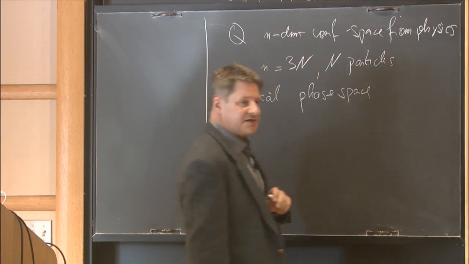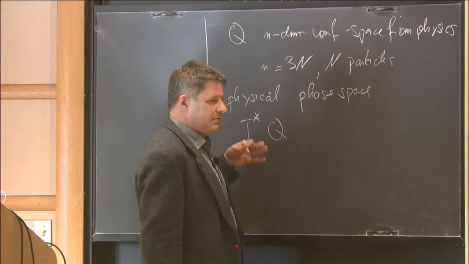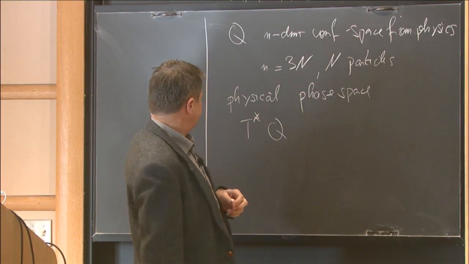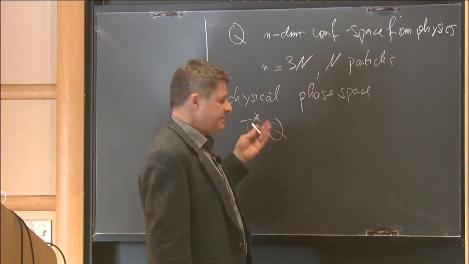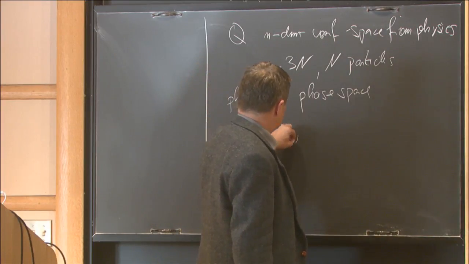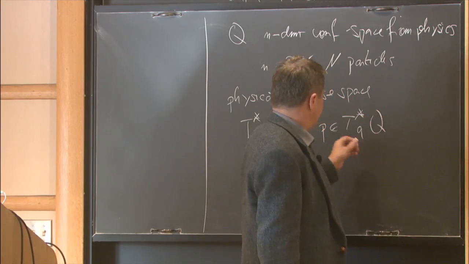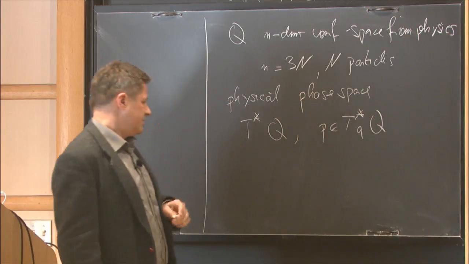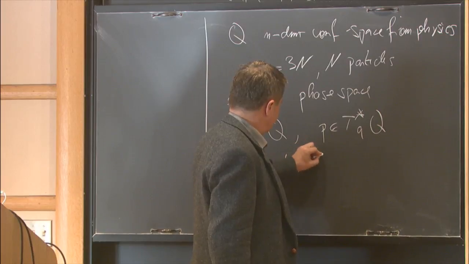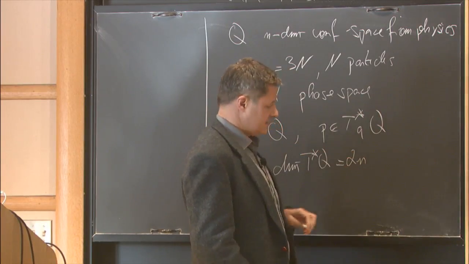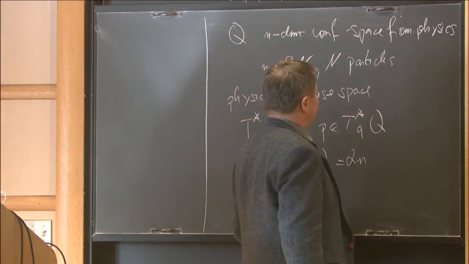So what is phase space? Physical phase space, mathematically speaking, is you take the configuration space and you associate to each position variable the conjugate momentum variable. So this is, mathematically speaking, the cotangent bundle. The cotangent bundle means our momentum variables are elements in each cotangent fiber where q is a point in the configuration space. So the dimension of the cotangent bundle now is 2n. It's even dimensional.